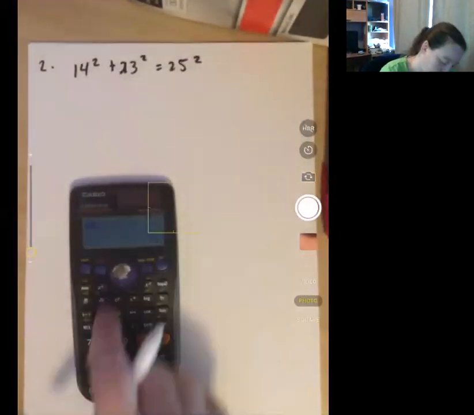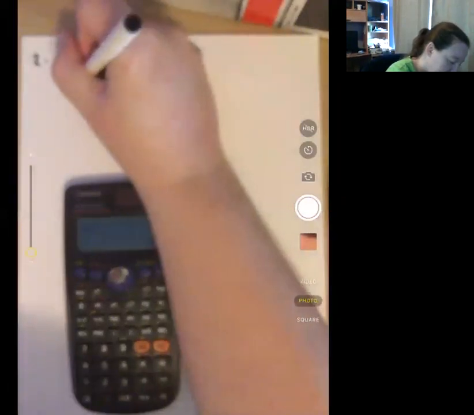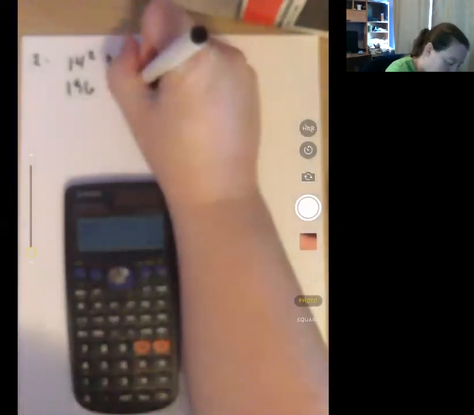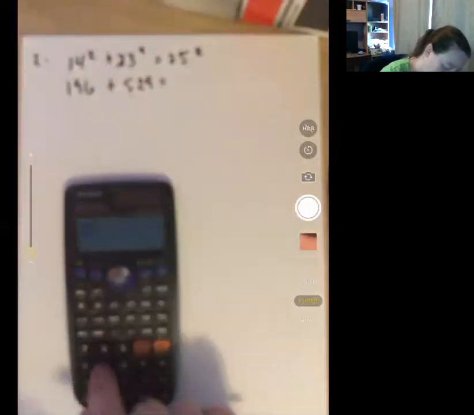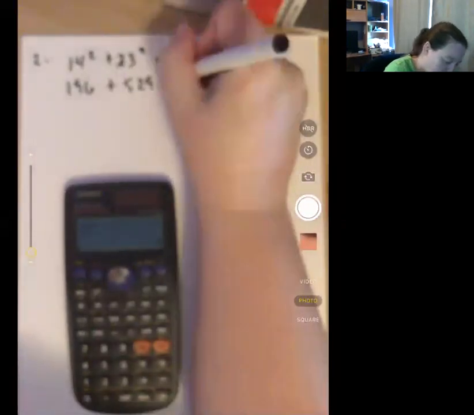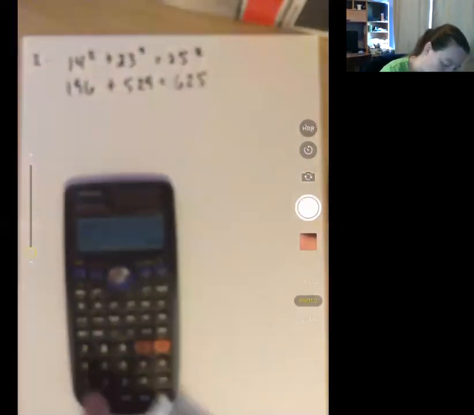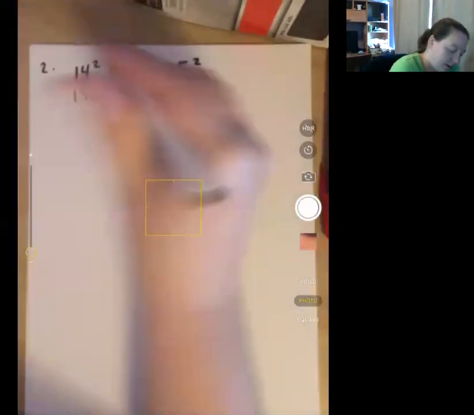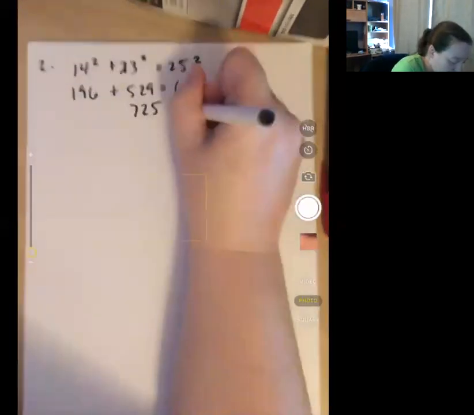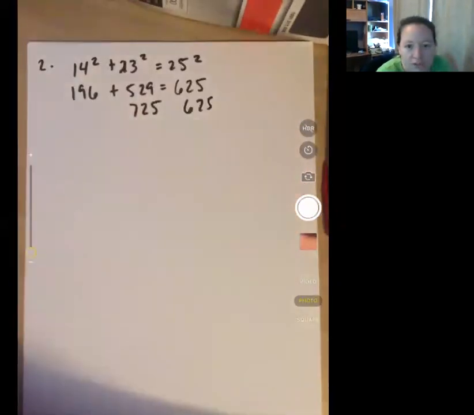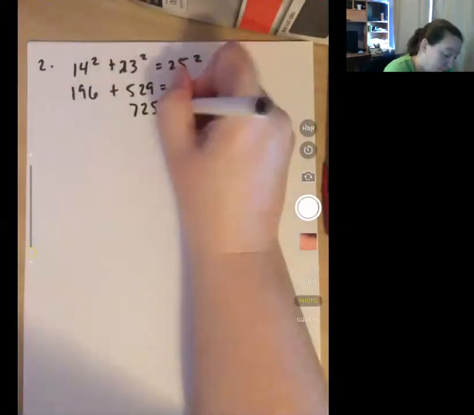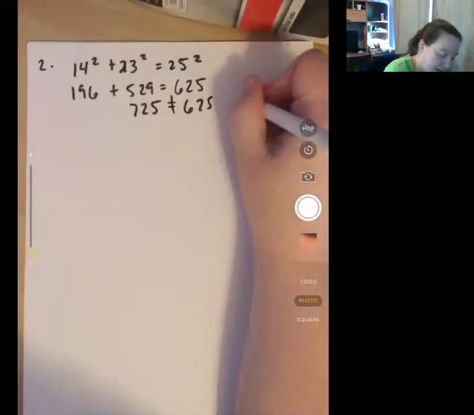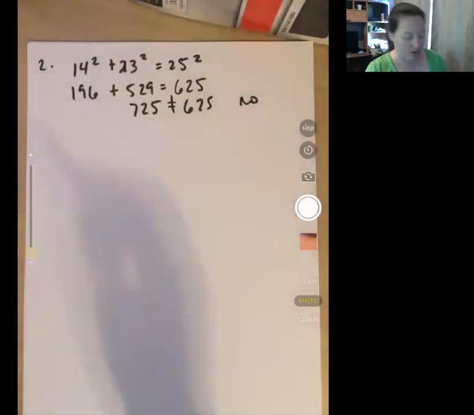Let me do that. 14 squared is 196 plus 23 squared, which is 529, is equal to 25 squared, which is 625. 196 plus 529 is 725. Is 725 equal to 625? No, it is not. That is not equal. So that would be a nope. Not at all, not even close.